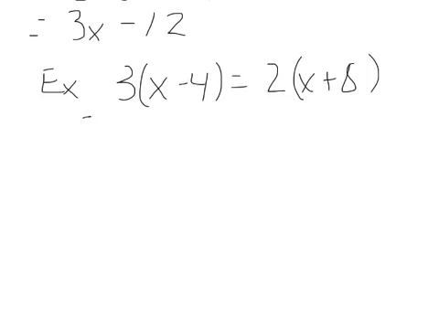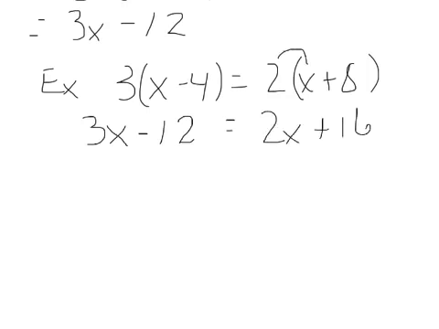First thing I'm going to do is distribute my 3 in. 3x subtract 12 equals 2x plus 16. 2 multiplied by x and then 2 multiplied by 8. Now I need to bring all of my variables to one side and all of my constants to the other side. So I'm first going to move my 2x, so that will become 3x minus 2x. Remembering that if this is positive 2x here, when it moves to the other side, the sign will change.